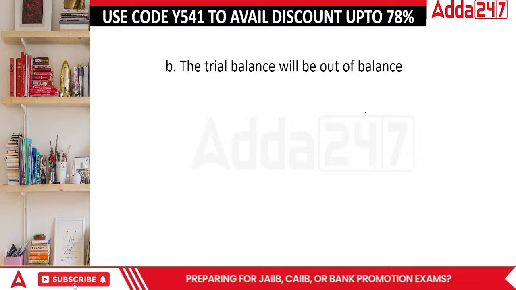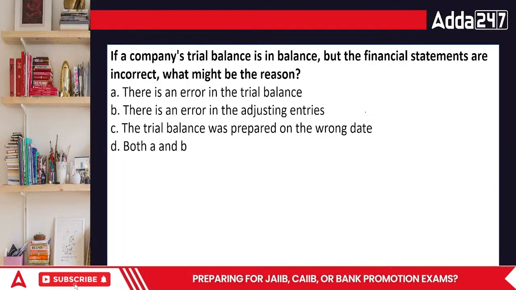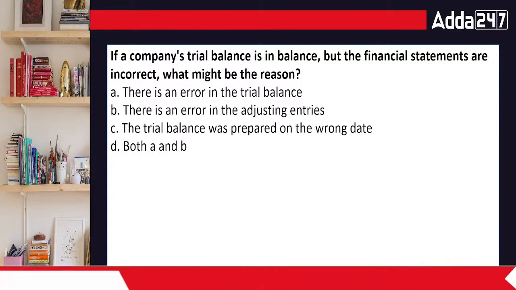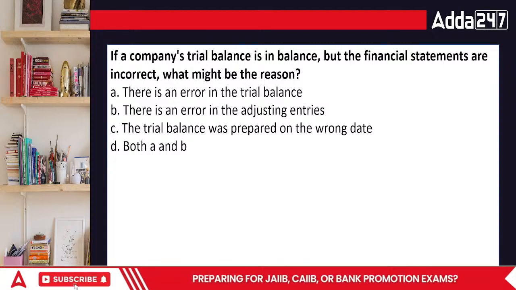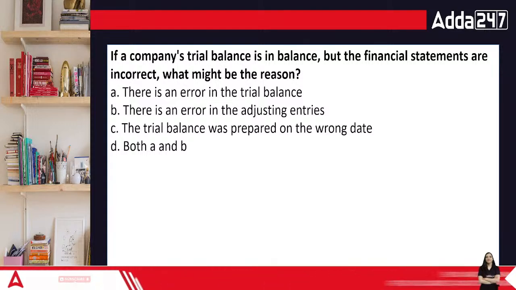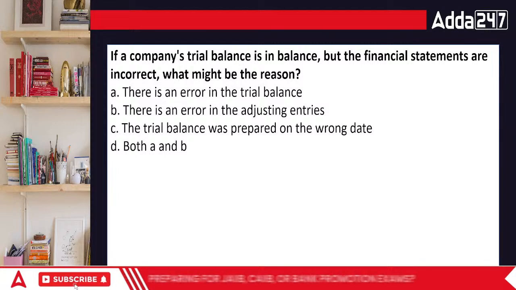Next question, everyone. If a company's trial balance is in balance, but the financial statements are incorrect, what might be the reason? Obviously, sometimes your trial balance will not be a problem. When your trial balance is not a problem, then what's the issue there? There is an error in the trial balance. There is an error in the adjusting entries. The trial balance was prepared on the wrong date, or both A and B.